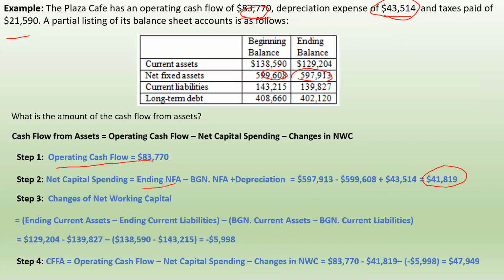Changes in net working capital is determined by the current assets and the current liability. So this is a negative number, which means we sell some current assets like inventory and free up some cash. So cash flow from assets is 47,949. That is the cash flow from assets, and then cash flow to shareholders and cash flow to creditors.